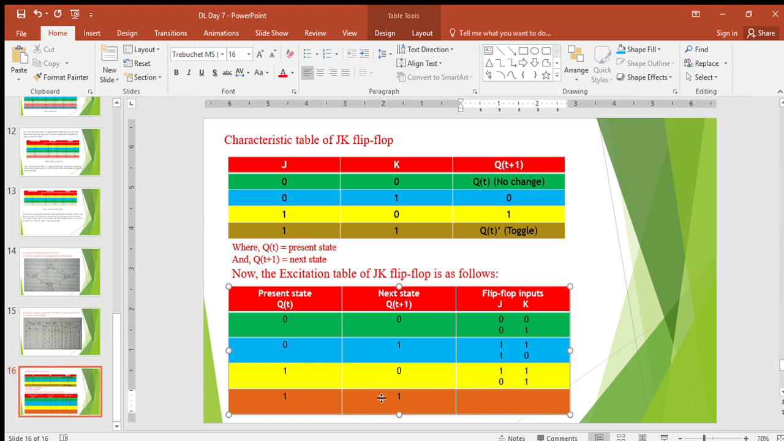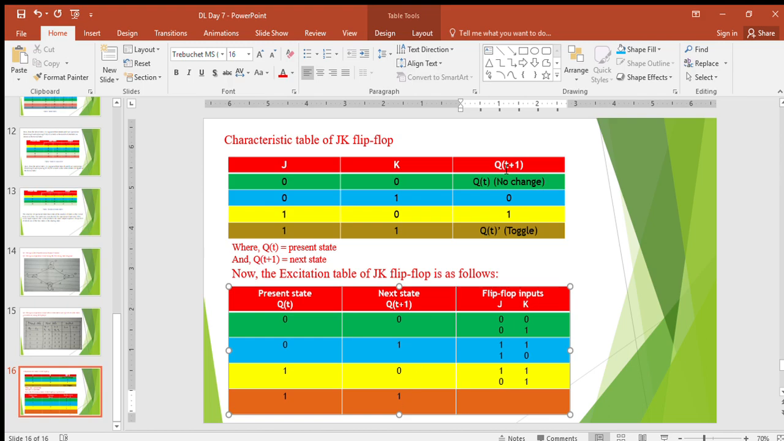Now let's go to the next scenario, that is 1 1. Look at here, the value of Qt is 1 and the value of Qt+1 is also 1. It means whatever value the present state possesses, the next state also possesses the same value. It means it is a no change condition. Whatever value the present state Qt is possessing, the same value the next state Qt+1 is also possessing.